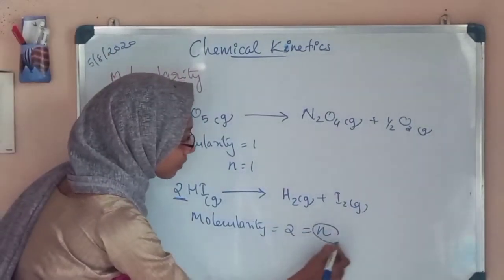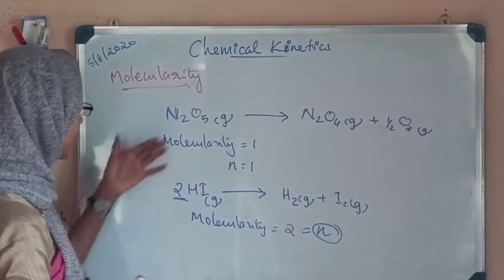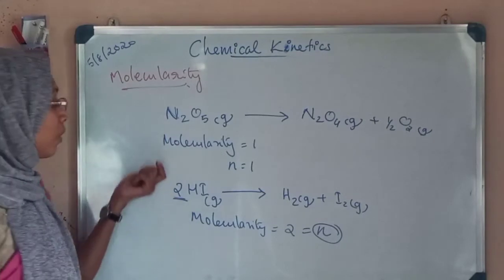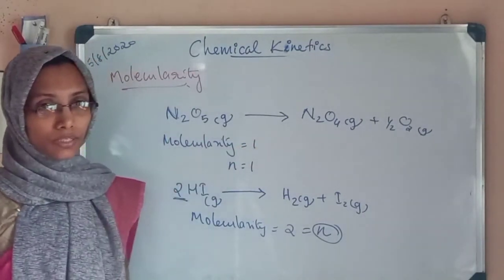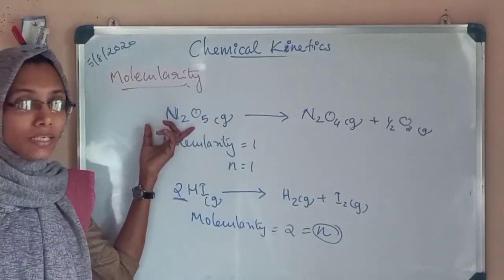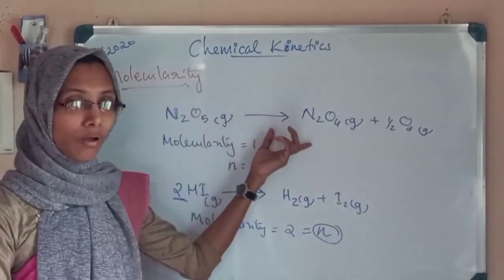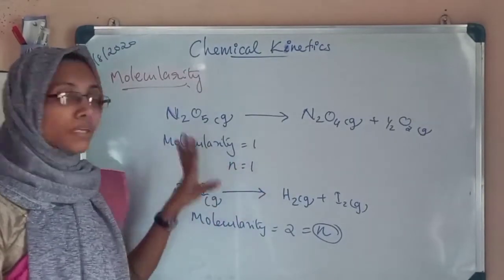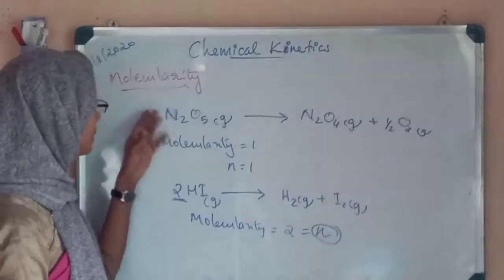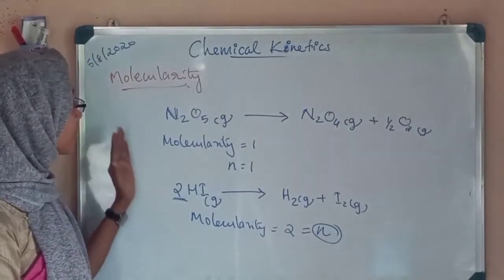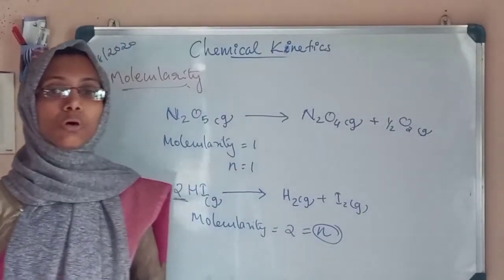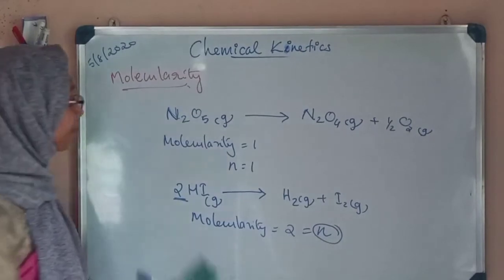Order is obtained from experiment. That is, in some simple reactions the order is equal to the molecularity. The molecularity is purely a theoretical quantity. It is obtained from the balanced equation. But order is an experimental quantity. It is obtained only after conducting some experiment. But it is found that in some simple reactions like this, the molecularity is equal to the order of the reaction.